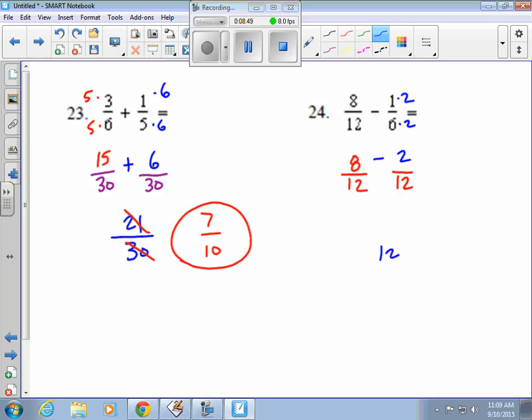Now we're going to keep it like that. 8 minus 2 is 6. And the number 6 goes into both of these, into this one once and into this one twice. There is your simplified fraction.